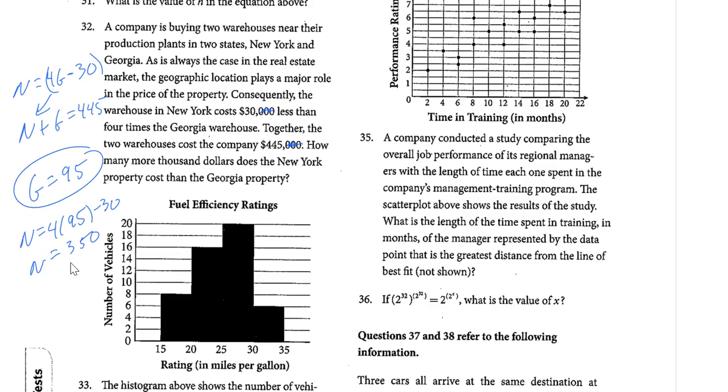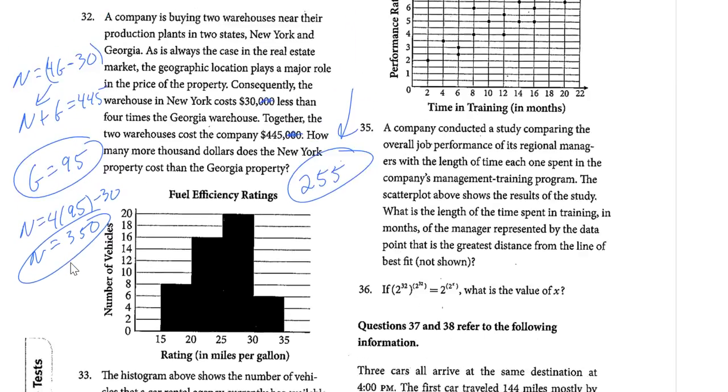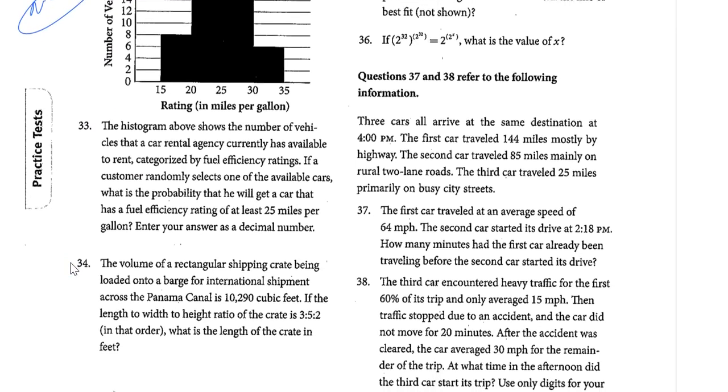So then the difference, we just subtract those two. So 350 minus 95 would give me 255 for our difference there. So this would be our answer. So again, just working through setting up that system and solving.